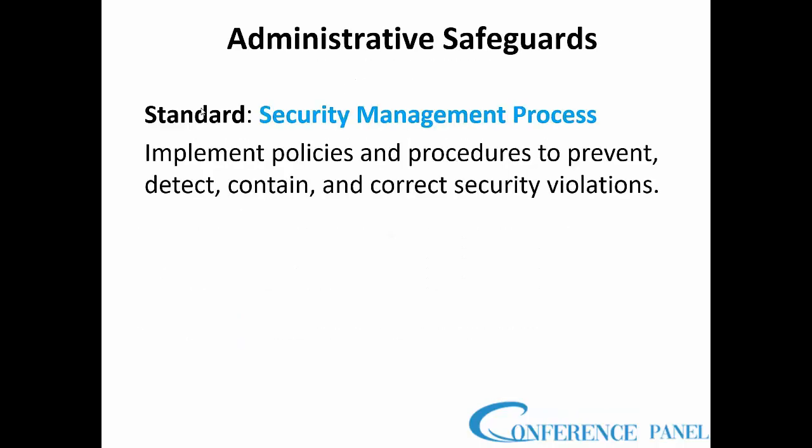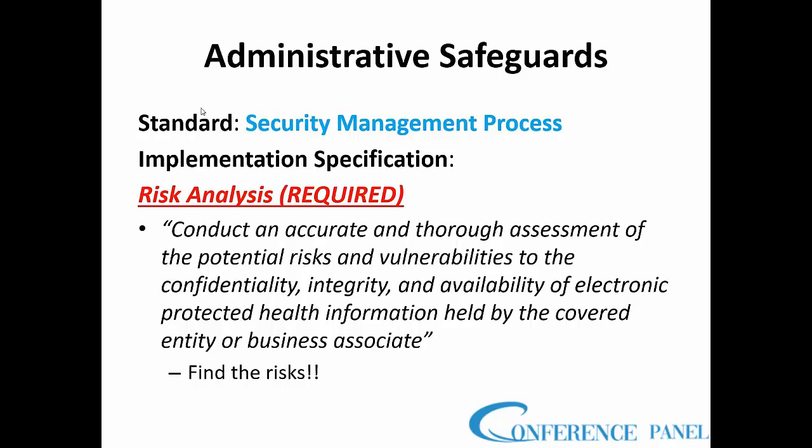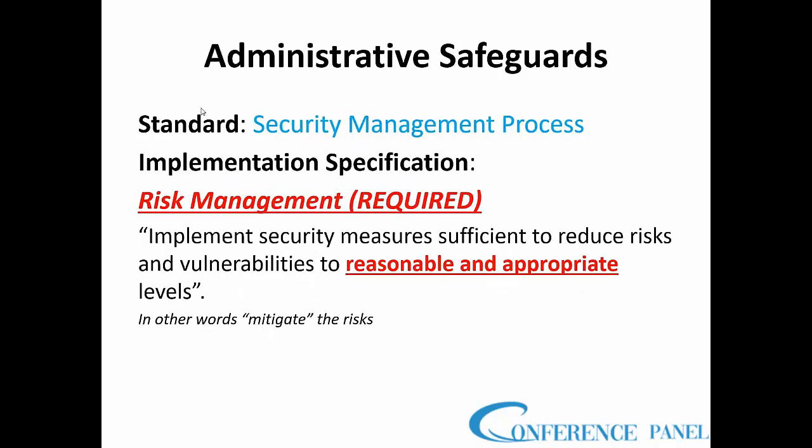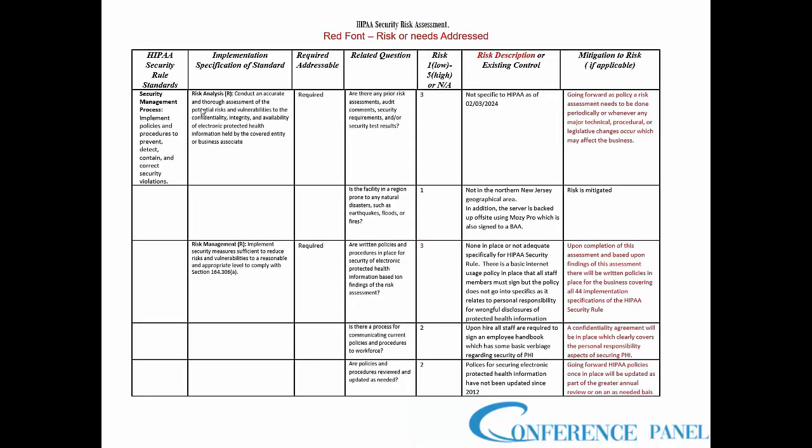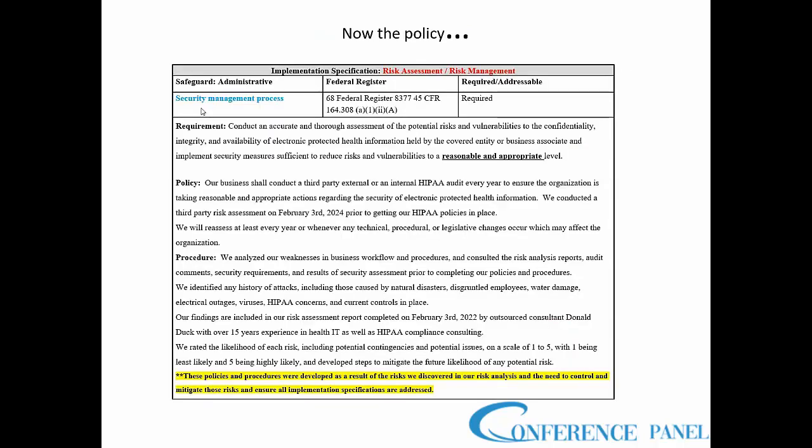There are a lot of different ways a risk assessment can be done. The very first standard is the security management process. The very first implementation specification is risk analysis. We need to find the risks, then we need to manage those risks to reasonable and appropriate levels. How does this look in a NIST-based setup? Here's the HIPAA security rule standard, security management process, and then an implementation specification of that standard, sanction policy.